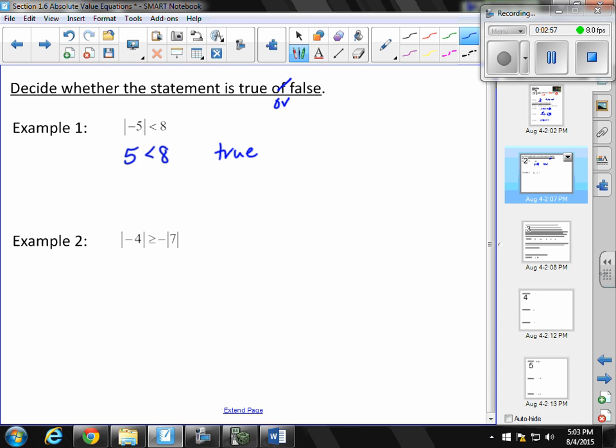The absolute value of negative 4 is greater than or equal to negative the absolute value of 7. The absolute value of negative 4 is 4. And we're going to bring our negative down, and then the absolute value of 7 is 7. Yes, 4 is greater than negative 7, so this one is also true.